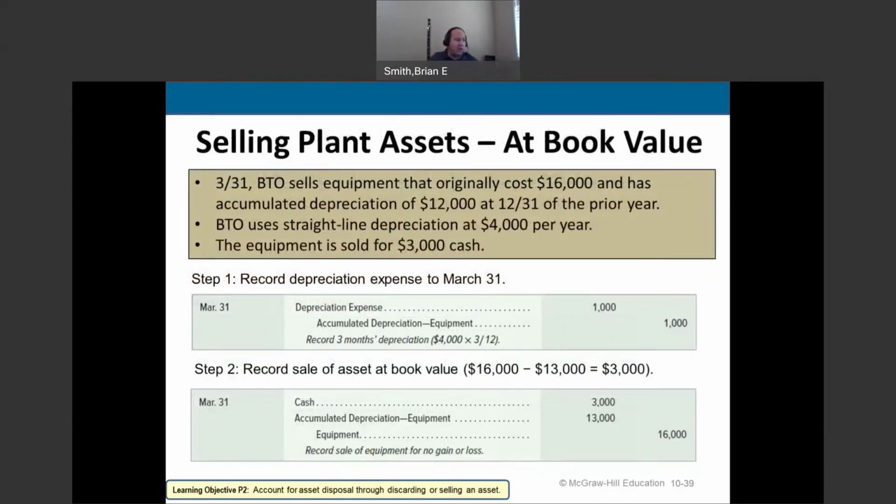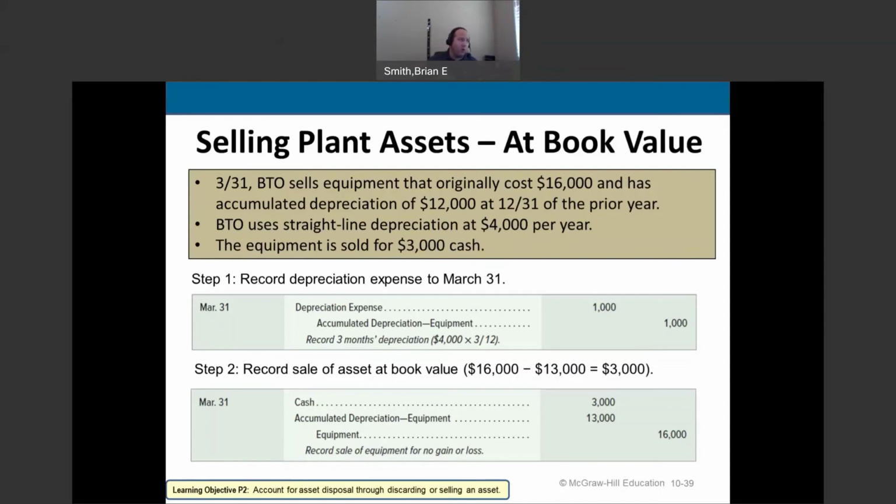Okay, what if we're selling it? Sales equipment that originally cost $16,000 has accumulated depreciation of $12,000 at December 31st. This is 3 months later, January, February, March, all 3 months. We're using straight line depreciation. It's $4,000 per year. So what that tells us, without seeing that there's no salvage value, is this had a useful life of 4 years: 4, 8, 12, 16. That's how I know. $16,000 divided by 4 would be 4 years. So we sold the equipment for $3,000 cash.